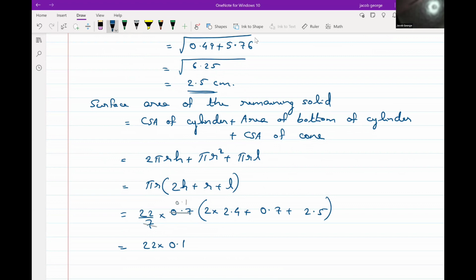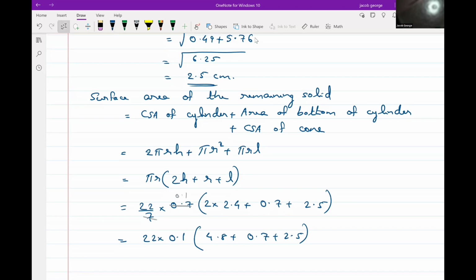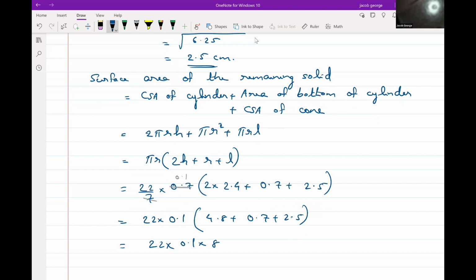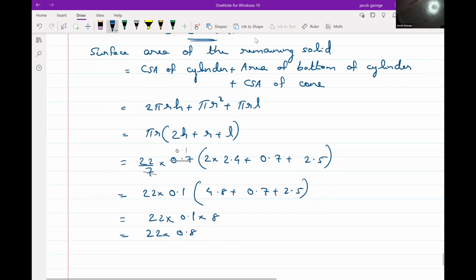Then do the simplification. 4.8 plus 0.7 plus 2.5. So please add them, children. 4.8 plus 0.7 plus 2.5 is how much? You will get an integer. What is that integer? 8. Okay, so then multiply. 22 into 0.8. So you'll be getting the answer now.